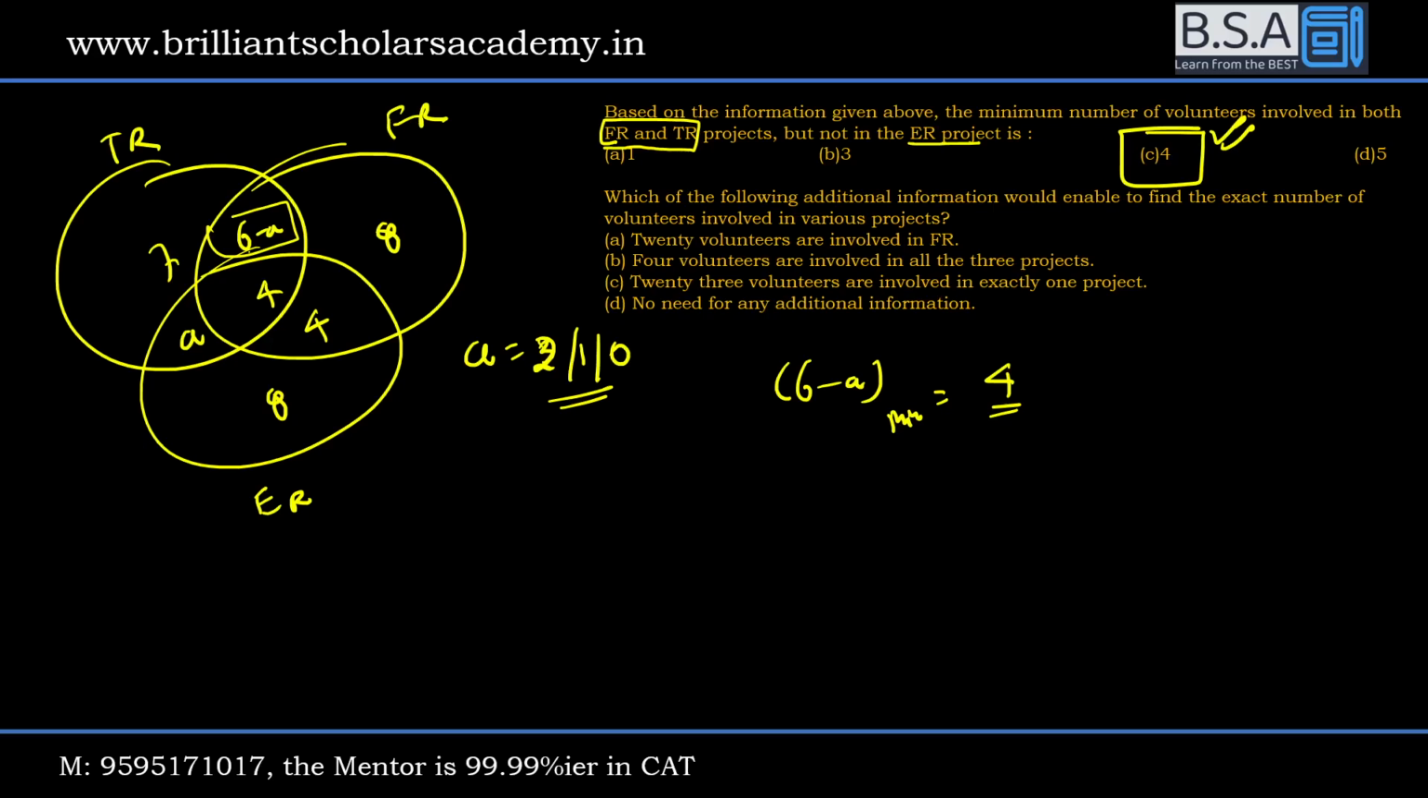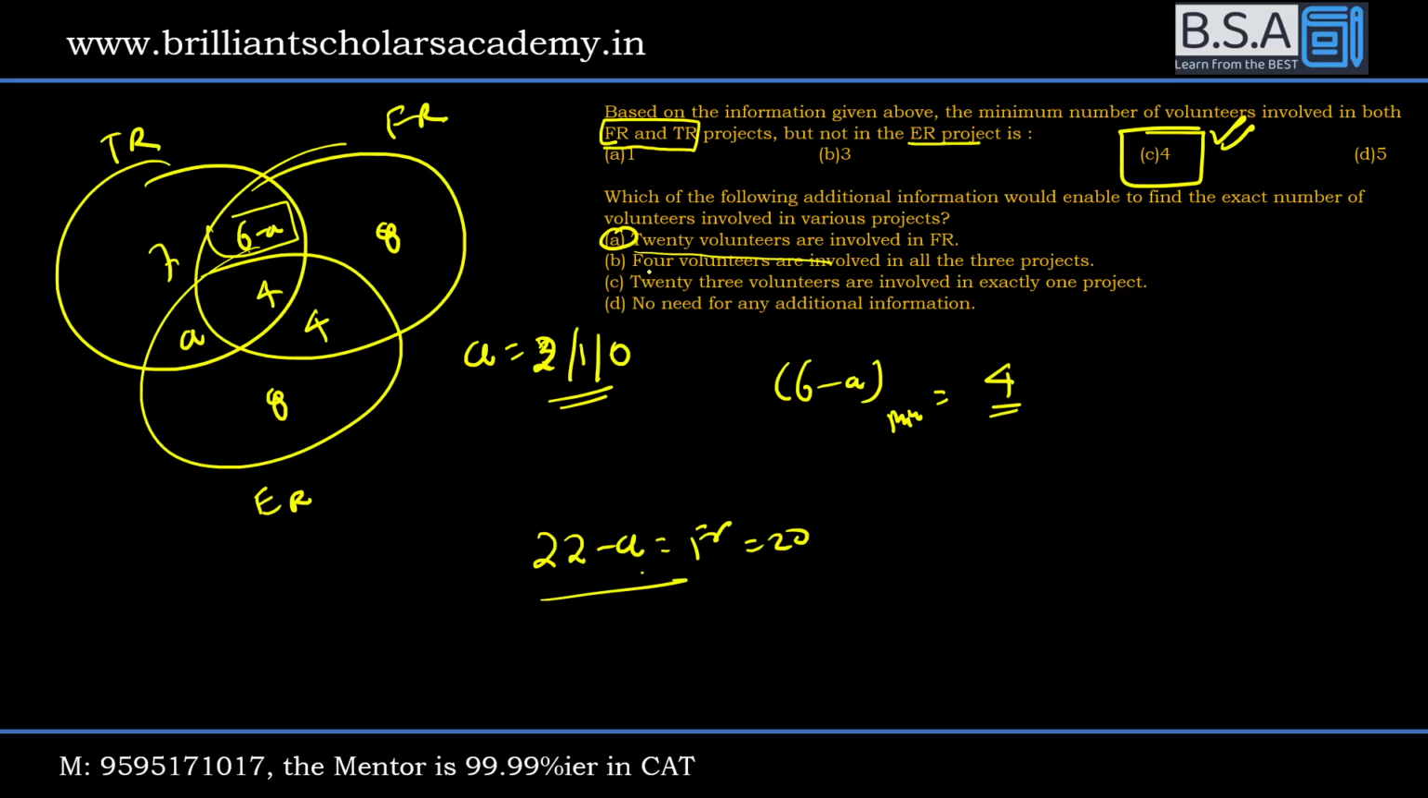Which of the following additional informations would help you in finding exact number of volunteers? 20 volunteers were there in FR. मेरे सामने अभी कितना है? 22 minus A FR है. अगर ये 20 मिल जाए, I can find out A is the missing variable. Question था, which information will help you in answering everything? तो A से I can answer everything.